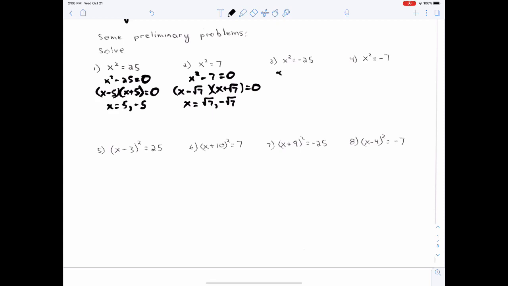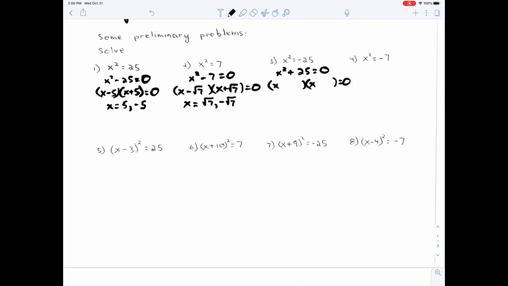Let's set it equal to 0. And again, you haven't been able to factor the sum of perfect squares before. But I've recently shown you imaginary numbers, and with imaginary numbers, you can actually factor this. So what times what gives us x squared? X times x. What times what gives us positive 25?